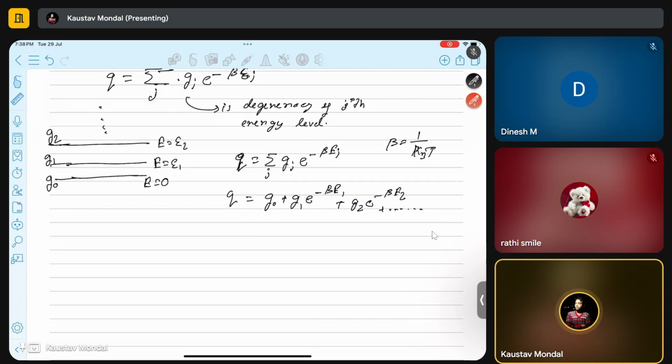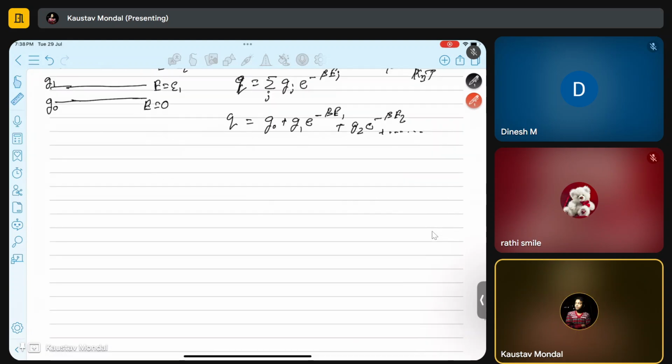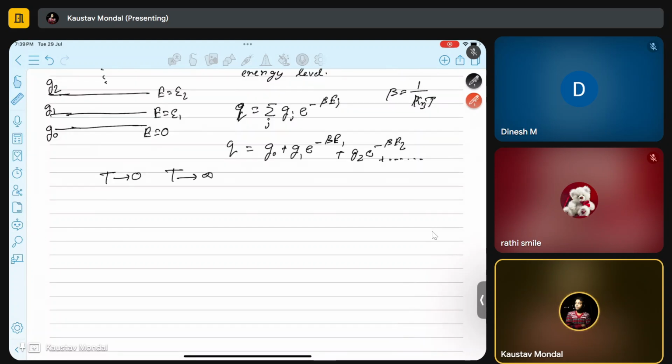We want to focus on what the property of the system is in the extreme cases of temperature. Like we take temperature tends to 0, and we take temperature tends to infinity. What is the property of this kind of system when the temperature goes to 0 and when it goes to infinity? How are the particles distributed in these two extreme cases?